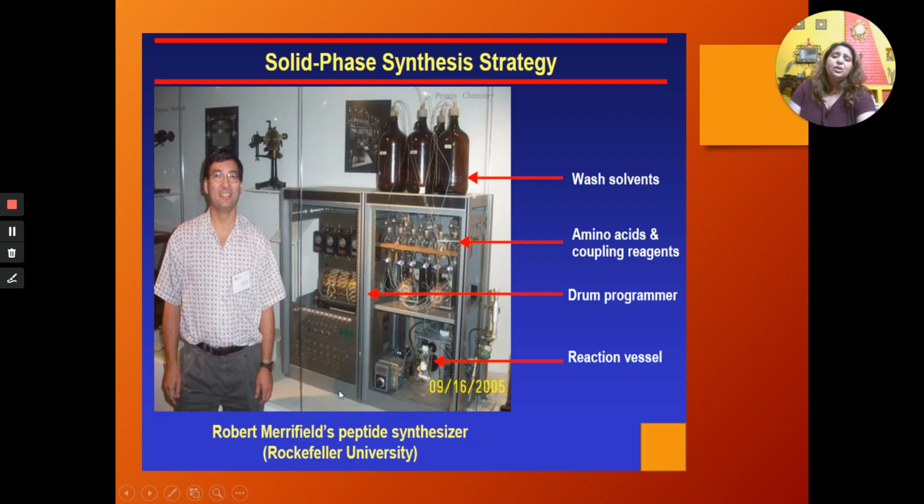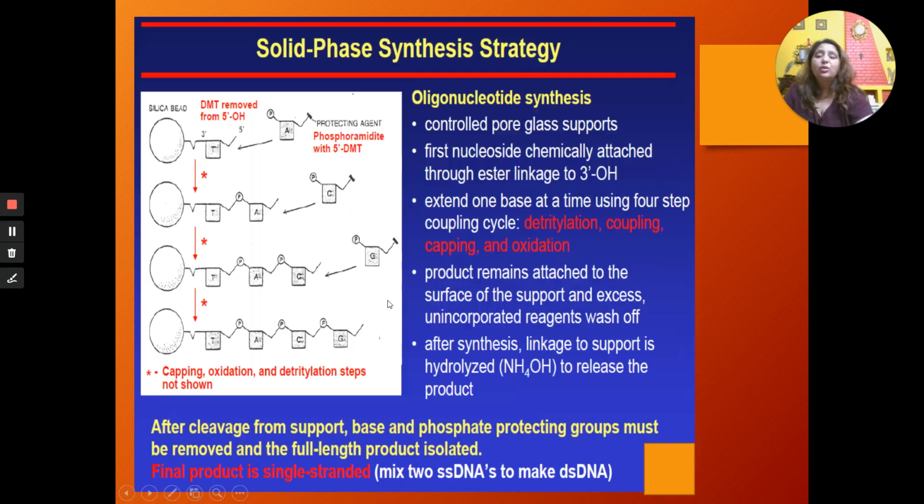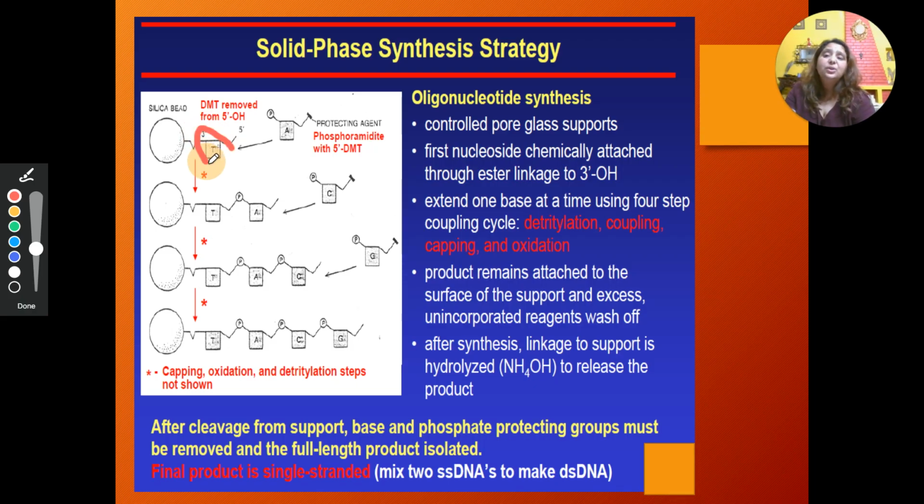So this is Robert Merrifield. This is the peptide synthesizer in his lab, and he was from the Rockefeller University. Okay, so this is another representation of the solid phase synthesis strategy, showing how nucleotides can be synthesized. For example, this is the silica bead, which is used as a solid surface for synthesis. And you can see that this is a T oligonucleotide which is attached over here.